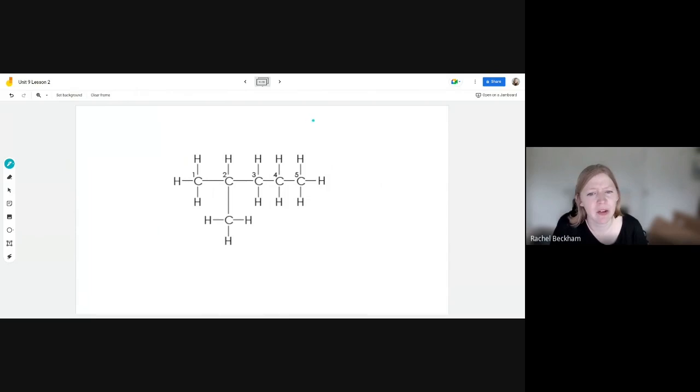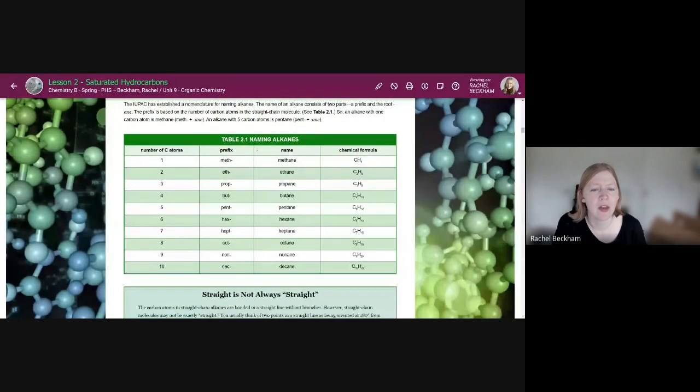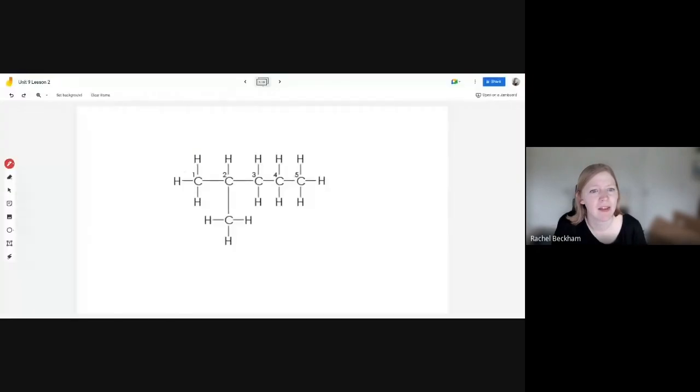Okay, next one here, let's name this carbon group. So again, we're going to name the parent chain first, the main branch. There are 5 carbons here, right? 5. So what is the prefix for 5? Going over to table 2.1, that prefix is pent. So we're going to name this pentane. And that takes care of naming all of this, all of that.